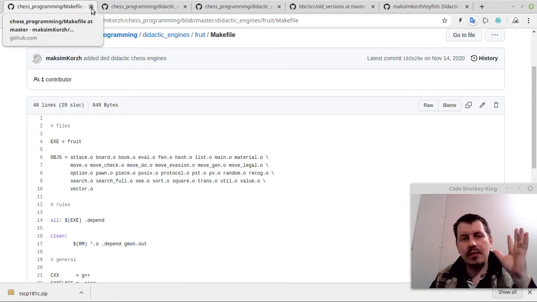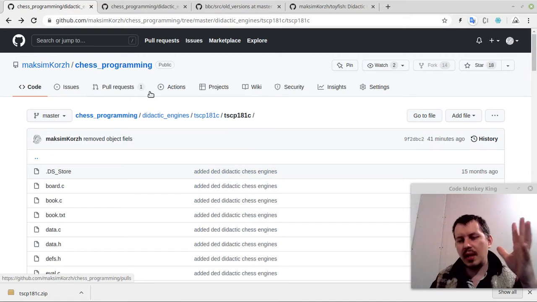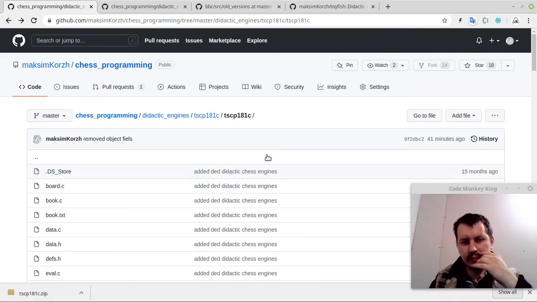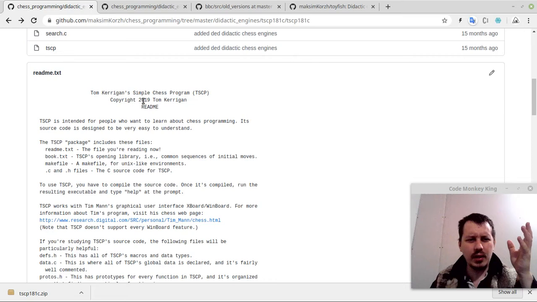And now the next engine we're going to have a look at is known as TSCP, and TSCP is Tom Kerrigan's Simple Chess Program. That's the abbreviation. So TSCP is just another legend. It was written not in 2019, definitely in 1997, if I'm not mistaken. And it's nice to read that TSCP is intended for people who want to learn about chess programming.